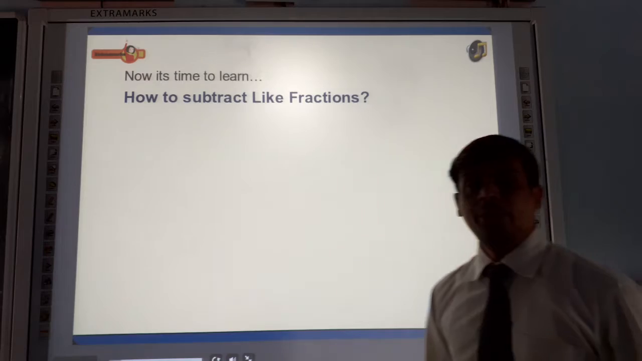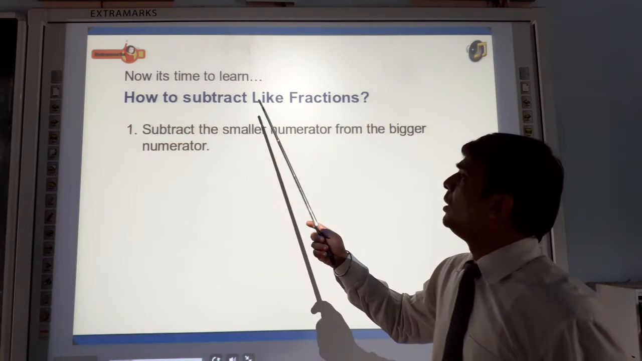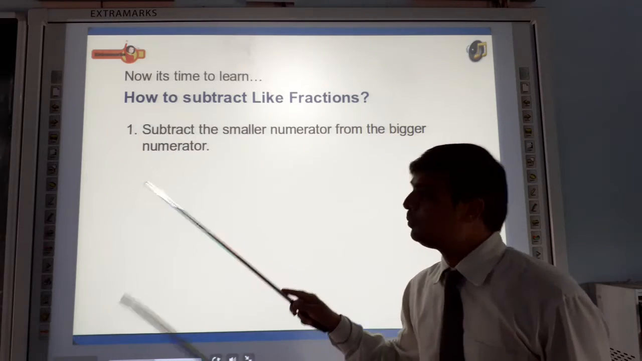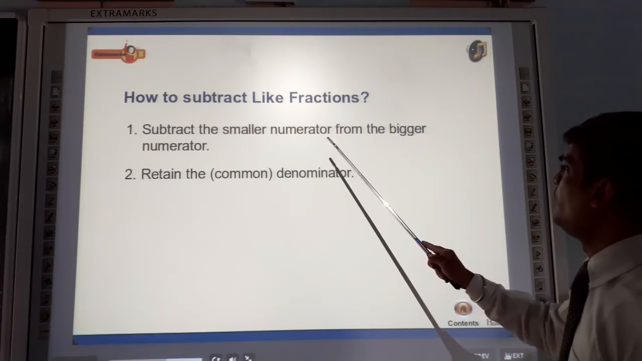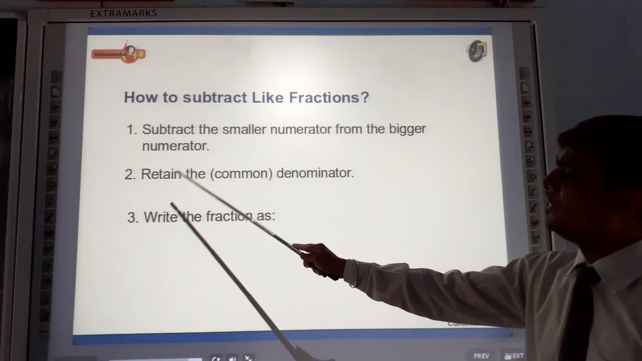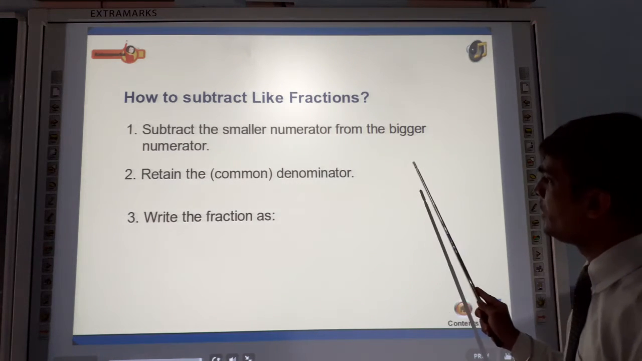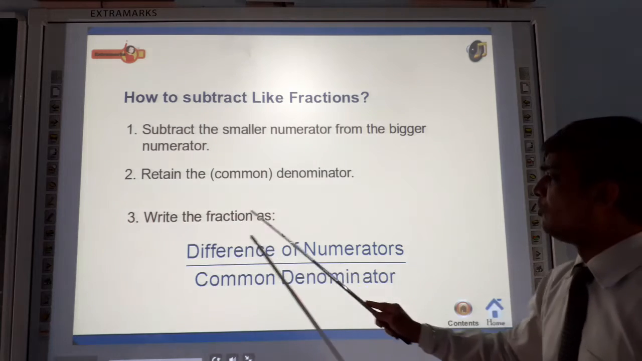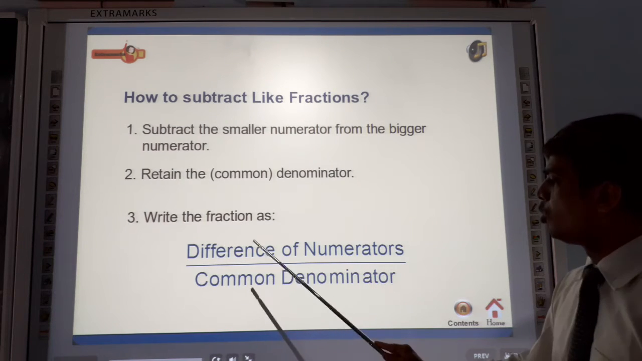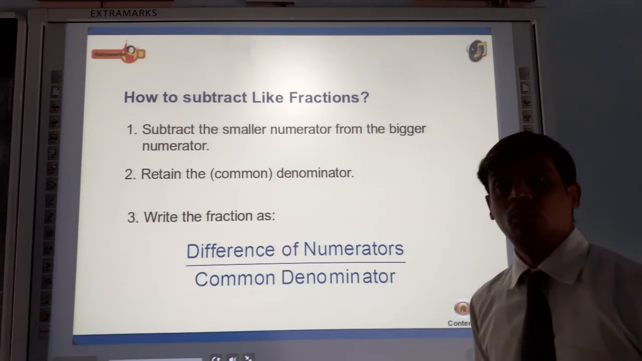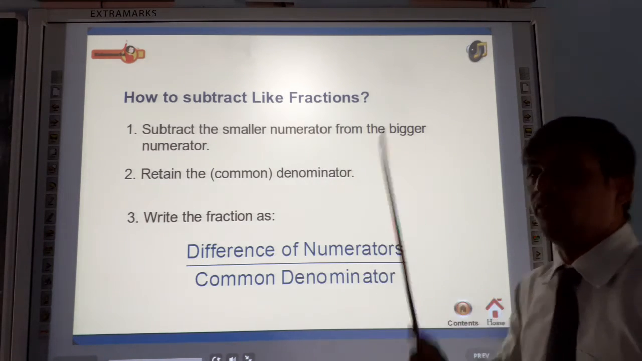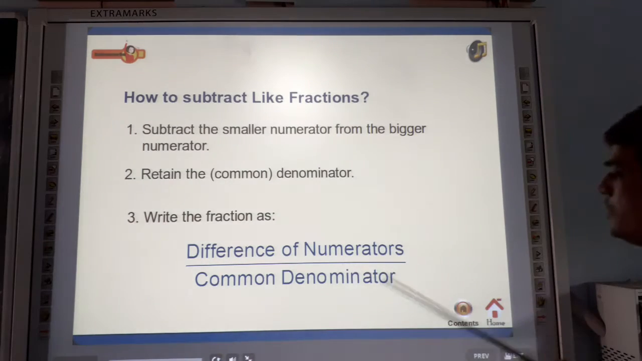Now it is time to learn how to subtract like fractions. First point, subtract the smaller numerator from the bigger numerator. Second is retain the common denominator, and third is write the fraction as difference of numerators upon common denominator. This is the formula, how to subtract like fractions. Okay student, look at this.